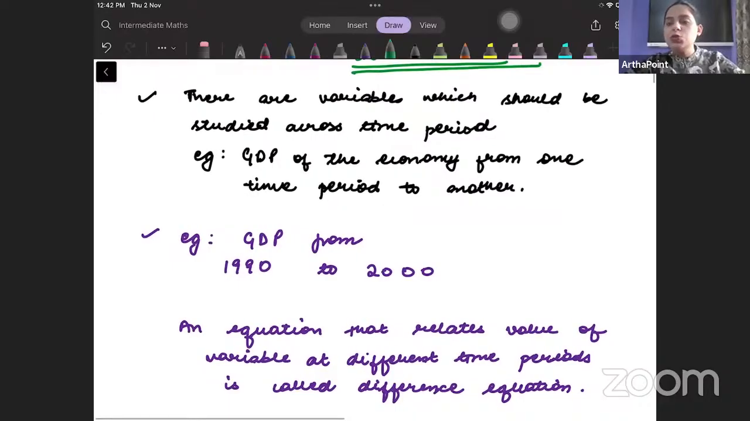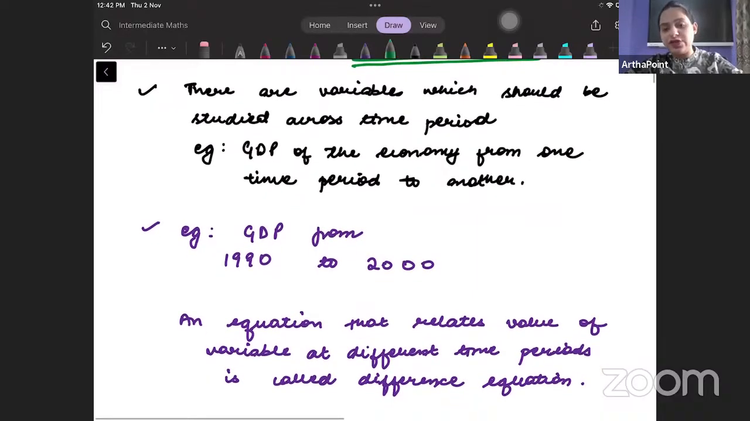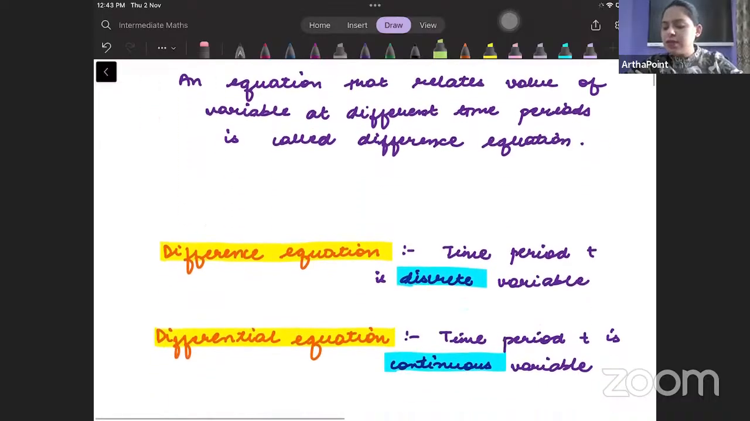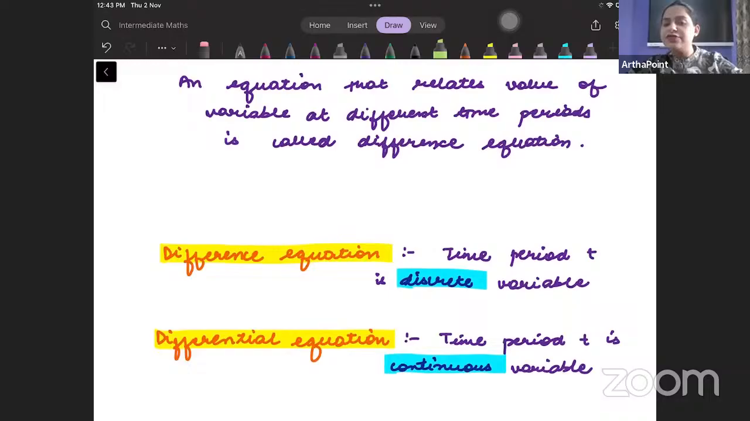So those variables which are supposed to be studied from one time period to another, how they change over time, those variables are studied using the difference equation. For example, here I've quoted this example: what happens to GDP of the economy from 1990 to 2000. When I talk about GDP of the economy, I'm studying it over time, and that can be represented through the difference equation.